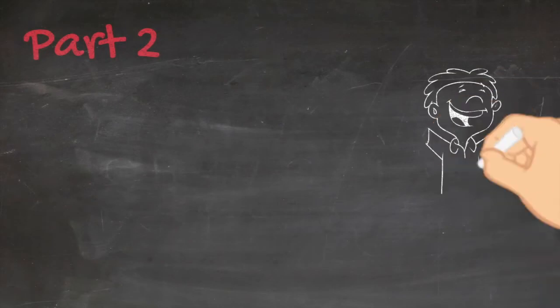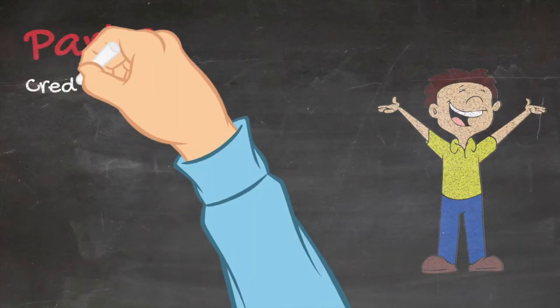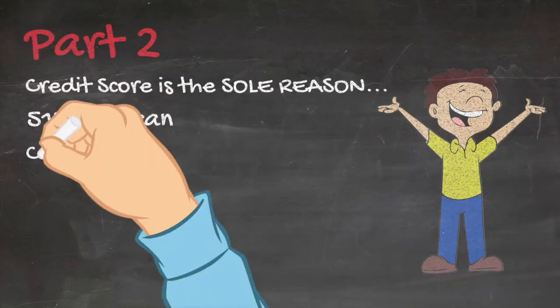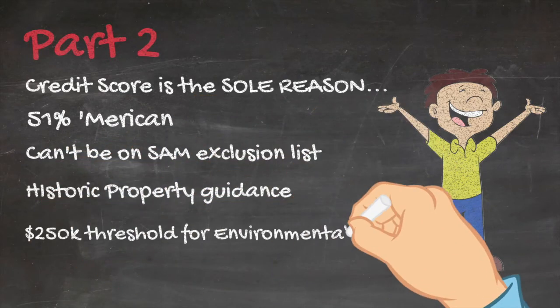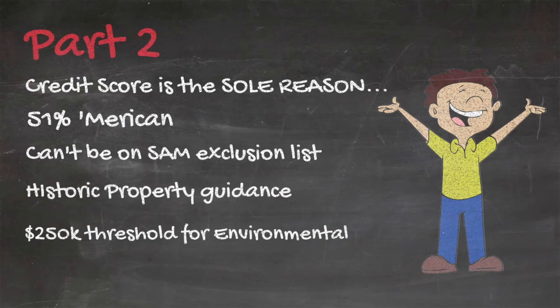We're still waiting to hear back from them on that piece. They also include in Part 2, Section A, clarification that the applicant's credit score is the sole reason that credit is not available elsewhere, and 51% of the applying business must be owned and controlled by a U.S. citizen, or those who have lawful permanent resident status. Also, you can't be excluded or on the SBA's naughty list, according to SAM. That's the System for Awards Management.